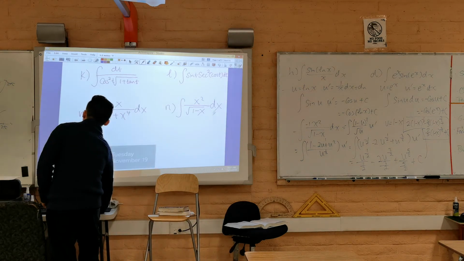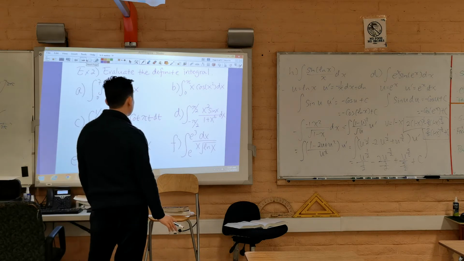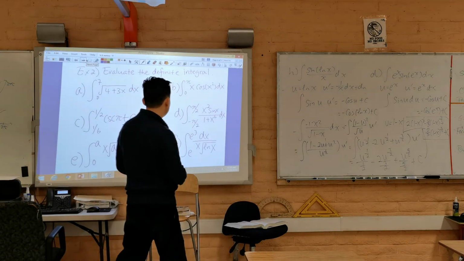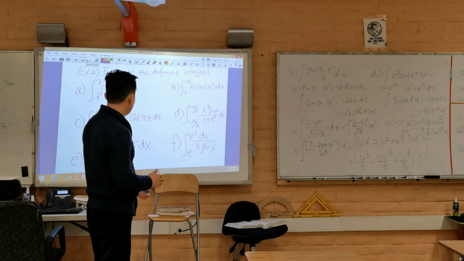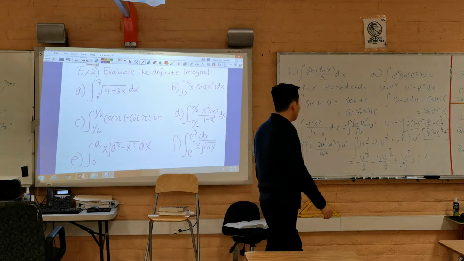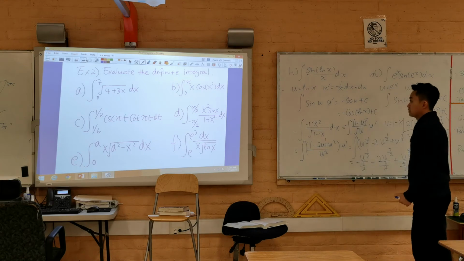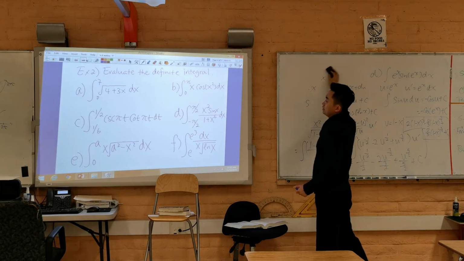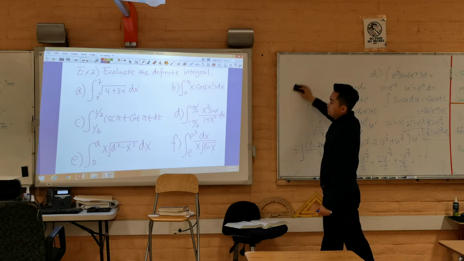So the next one I'm going to show you is about the definite integral. For the definite integral, you need to change the boundary. Anytime you apply u-substitution to a definite integral, you want to change the boundary, the upper limit and the lower limit for the integral. Okay, so now let's do some problems for the definite integral. Evaluate the definite integral.